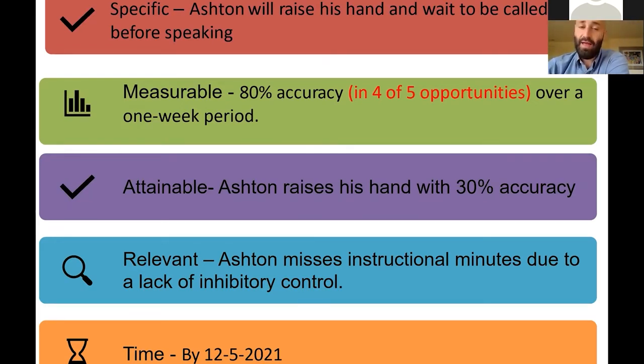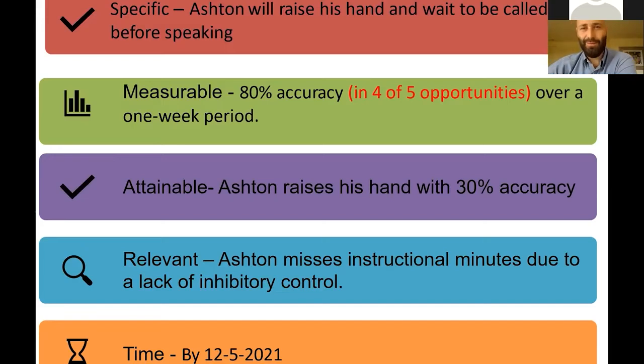Is it relevant? Certainly Ashton is missing instructional minutes because of his lack of inhibitory control, and it's impacting his overall academic functioning. He can't attend to reading, writing, and math because he's trying to get out of class, and he's blowing it up when he's trying to get out of class. And is it time specific? Yes, by the end of the year, or by December, we want to meet the goal.